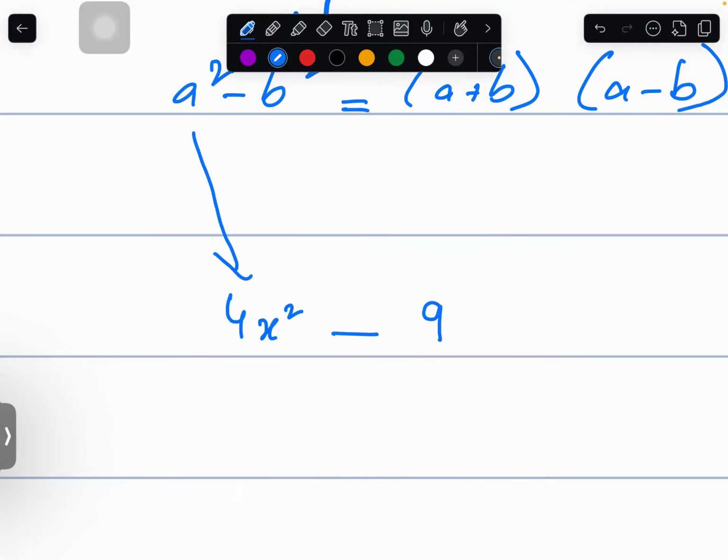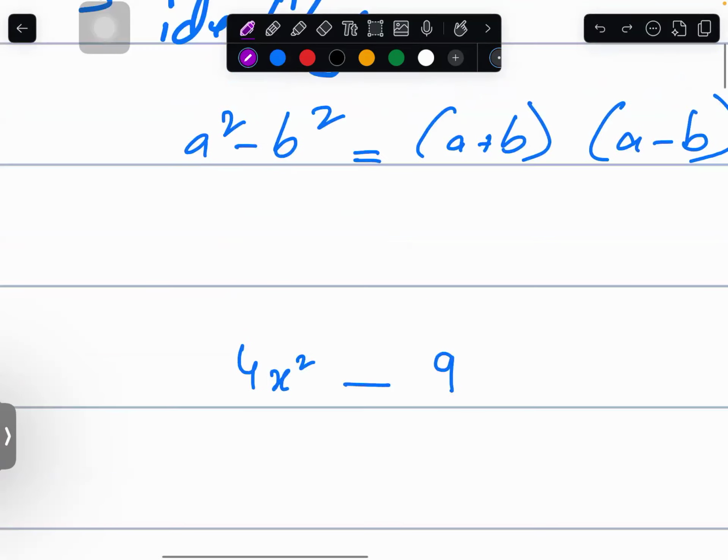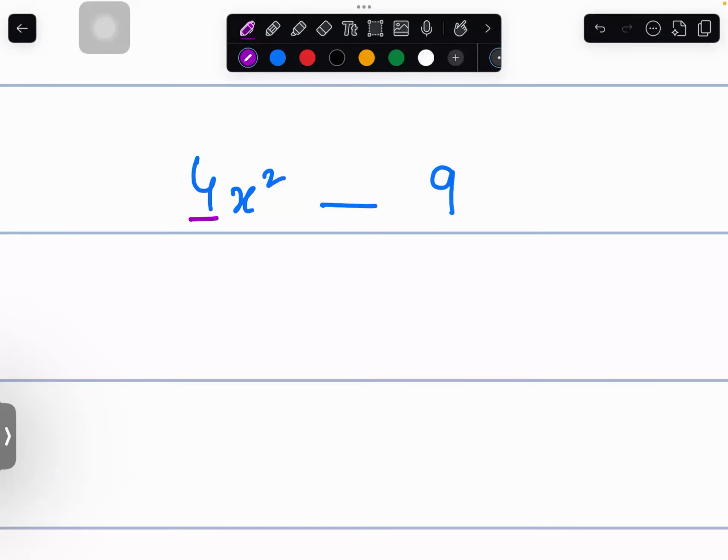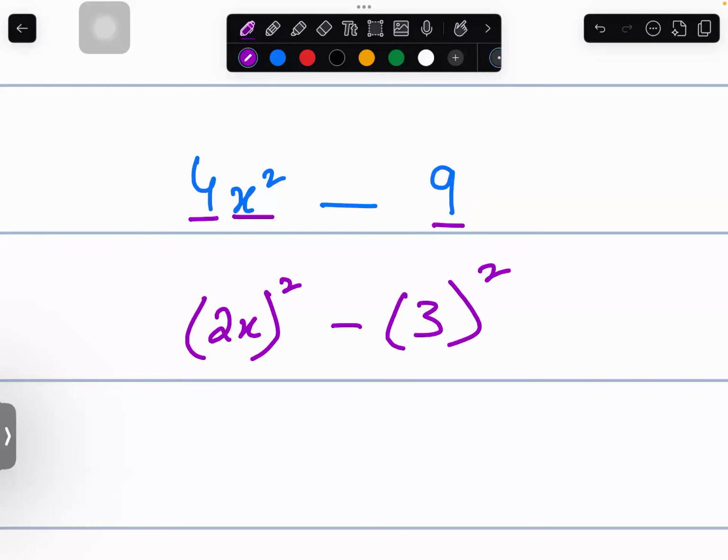Both numbers are squares and there is a negative sign in the middle as well. It means that it is completely fulfilling the requirement of the formula. Now, how am I going to show it as a square minus b square? Let's have a look. 4 is the square of 2, 9 is the square of 3, and the variable also has a square on it, which means I can write (2x) whole square minus 3 square. I can write it like this.